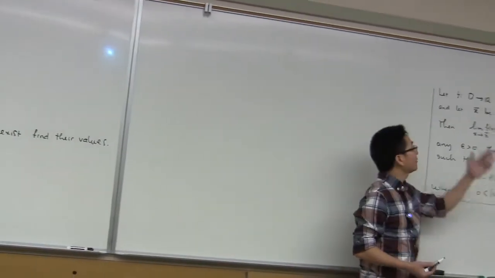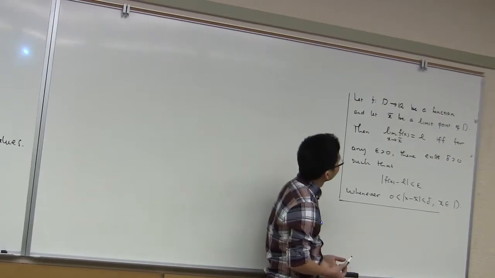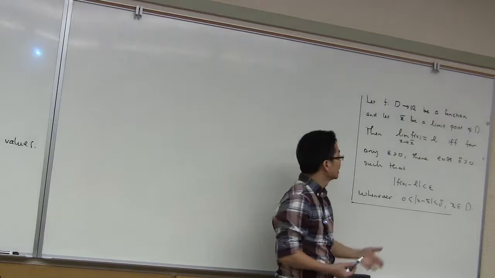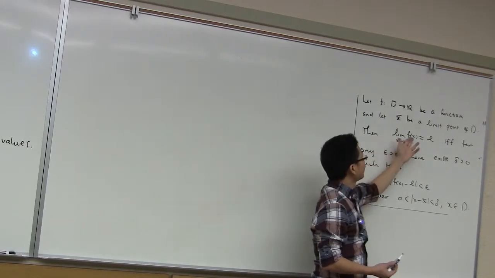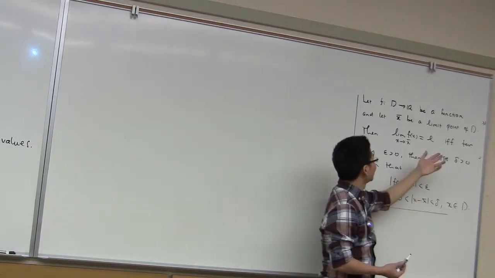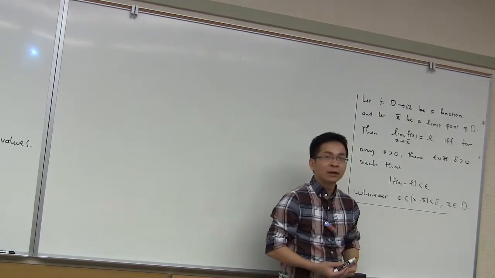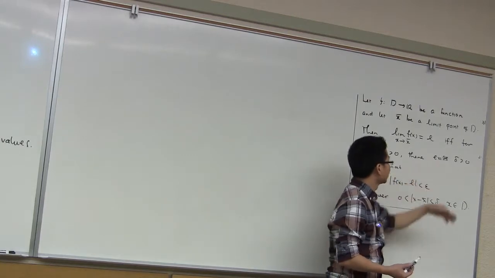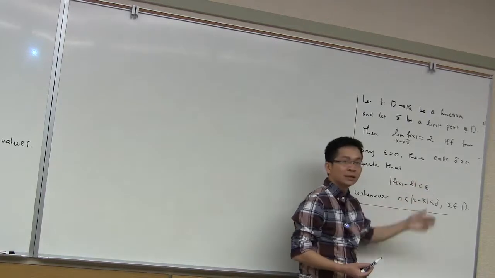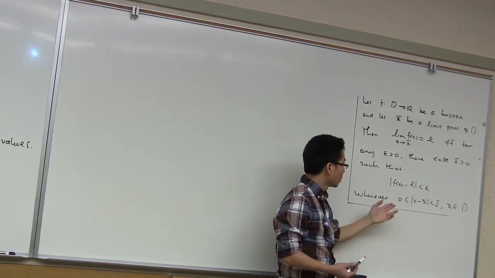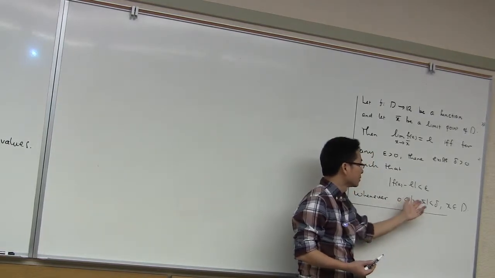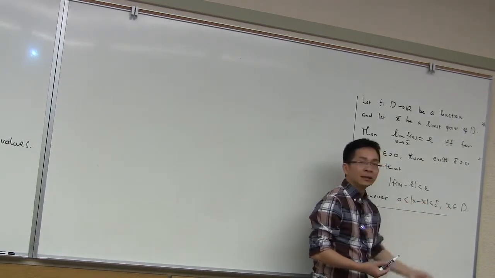Let f be a function defined on a domain D, and let x bar be a limit point of D. Then the limit of f(x) as x approaches x bar is equal to L if for any given epsilon greater than 0, we can always find delta greater than 0, so that the absolute value of f(x) minus L is less than epsilon whenever the absolute value of x minus x bar is greater than 0 and less than delta, and x here is in D.